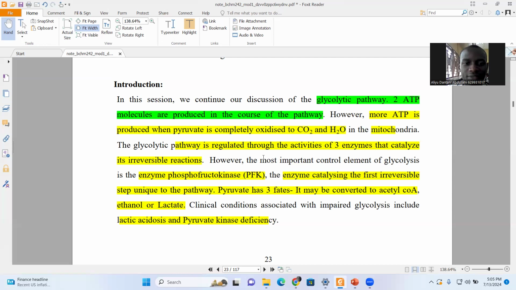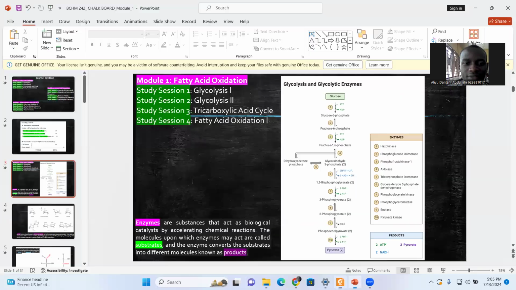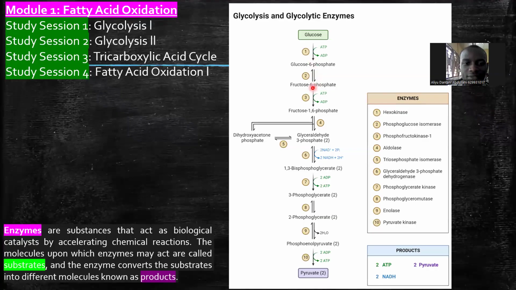The electron transport chain. The glycolytic pathway is regulated through the activities of three enzymes, which I have also mentioned, those irreversible enzymes in the glycolytic pathway. These are the enzymes. You see, this is reversible, but this reaction is irreversible. It is catalyzed by hexokinase. The other irreversible reaction, 3, is catalyzed by phosphofructokinase 1, and then the last one is catalyzed by pyruvate kinase. Okay.